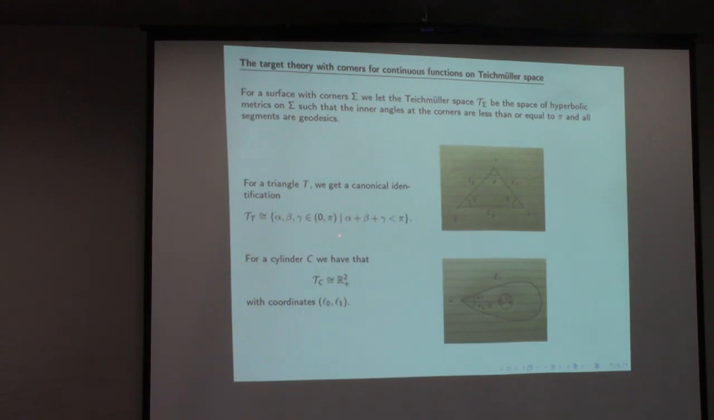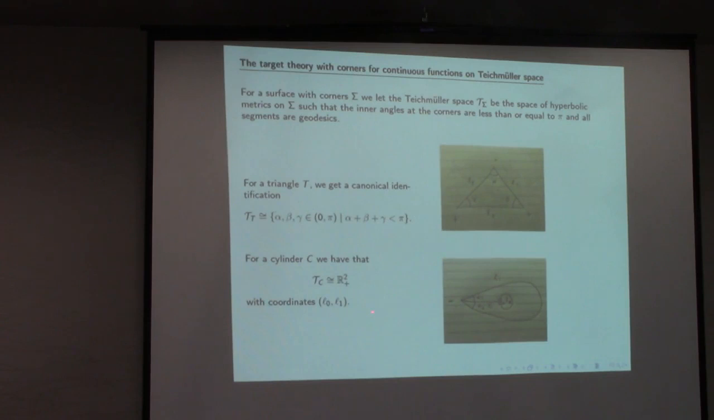And so for a cylinder, what you have is that if you look at the length of this interior closed smooth geodesic, and then you look at the length of the distance from the apex here on the other boundary component and into this one here, those are two coordinates, and they give you faithful coordinates, global faithful coordinates on Teichmüller space.